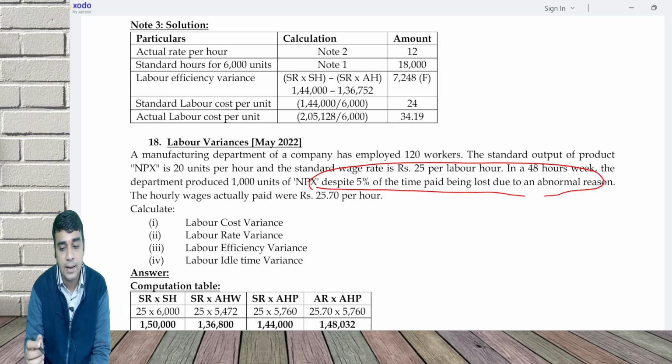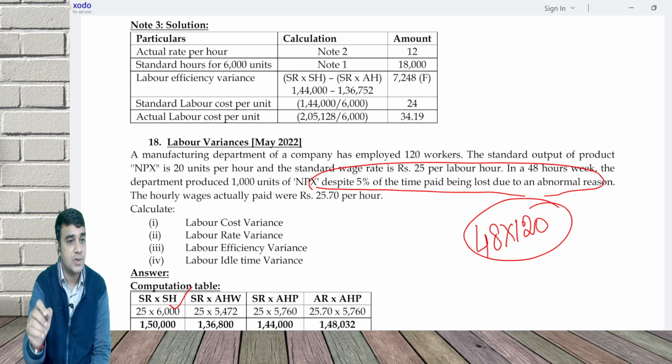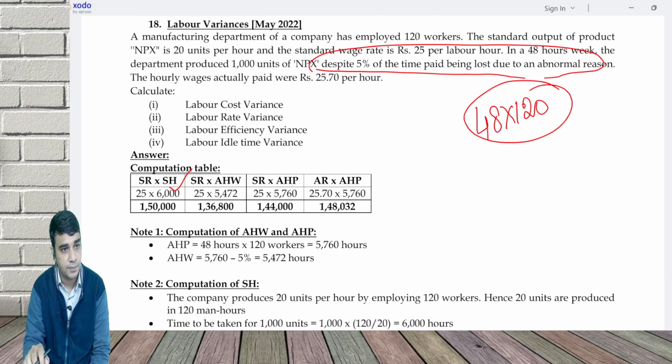Here the standard equation is 20 units equal to 120 hours. We have produced 1000 units, which will be 6,000 hours. Standard rate is 25. Actual rate is 25.6. Actual hours paid is 48 into 120. Worked is deduct 5%. Any doubts on this?